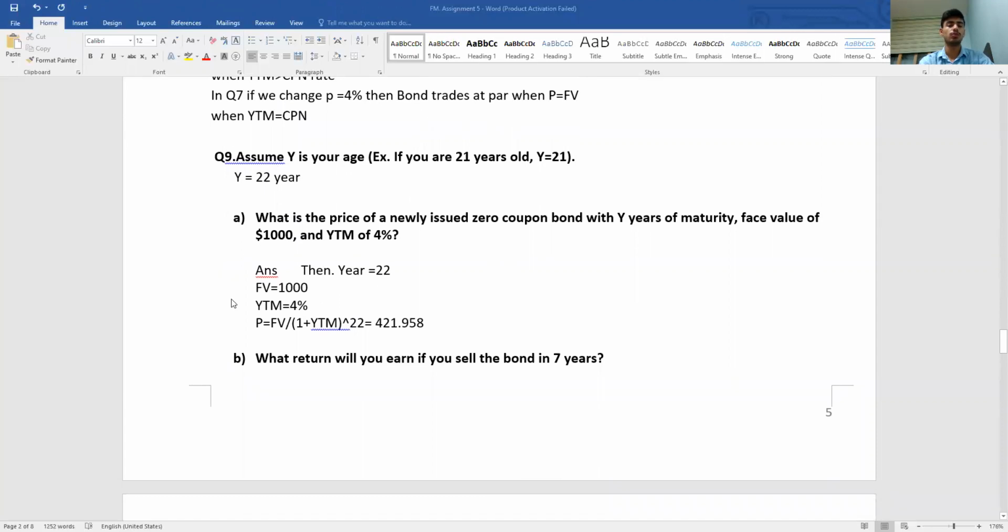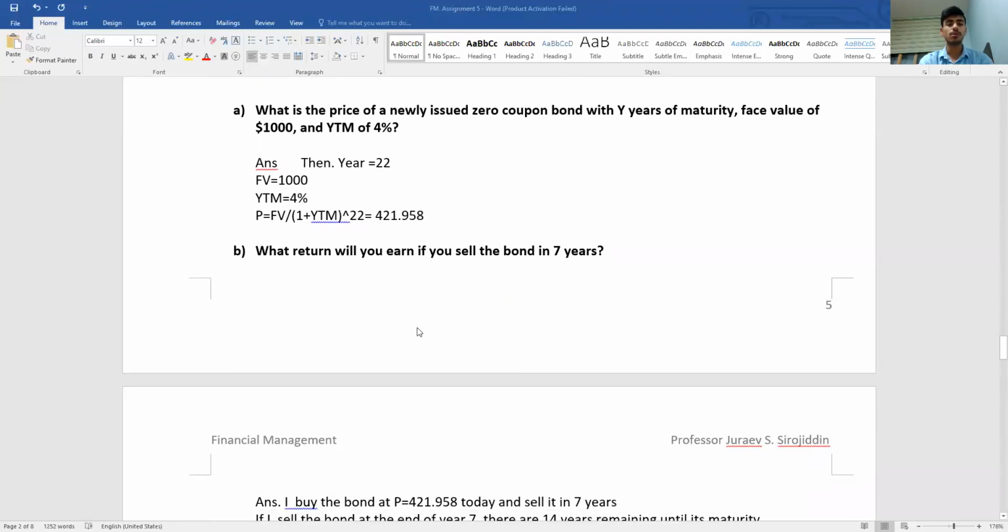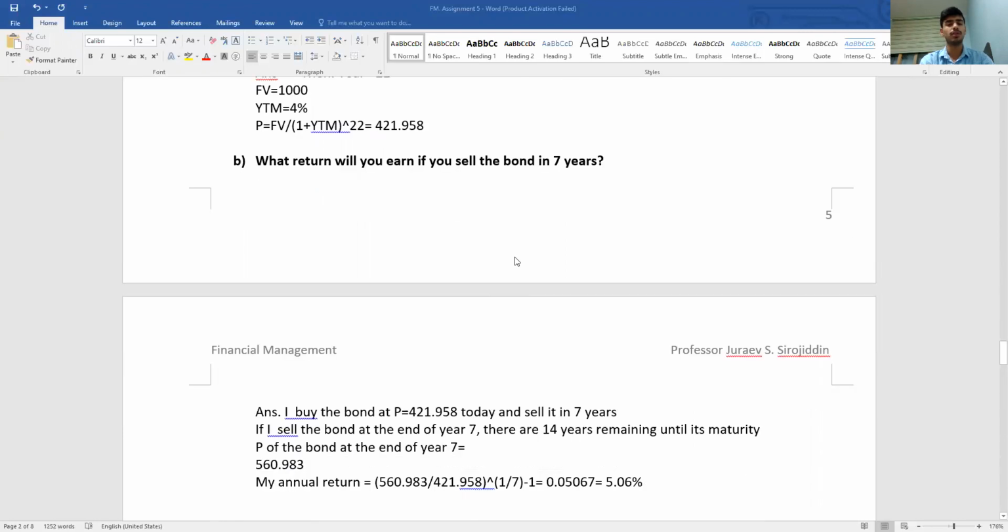Answer: the year is 22, the face value is 1000, and the yield to maturity is 4%. So 1000 divided by 1.04 to the power of 22. The answer is 421.95. What return will you earn if you sell the bond in 7 years?